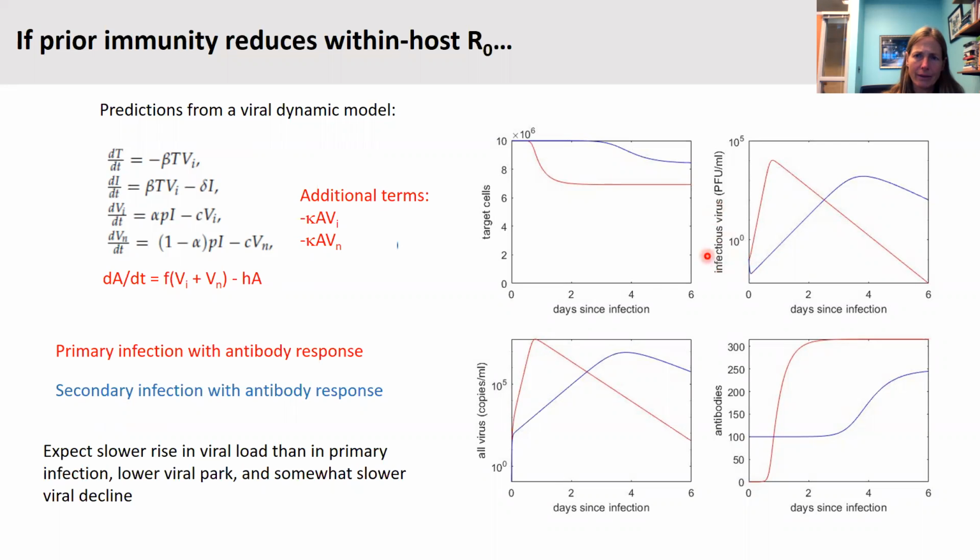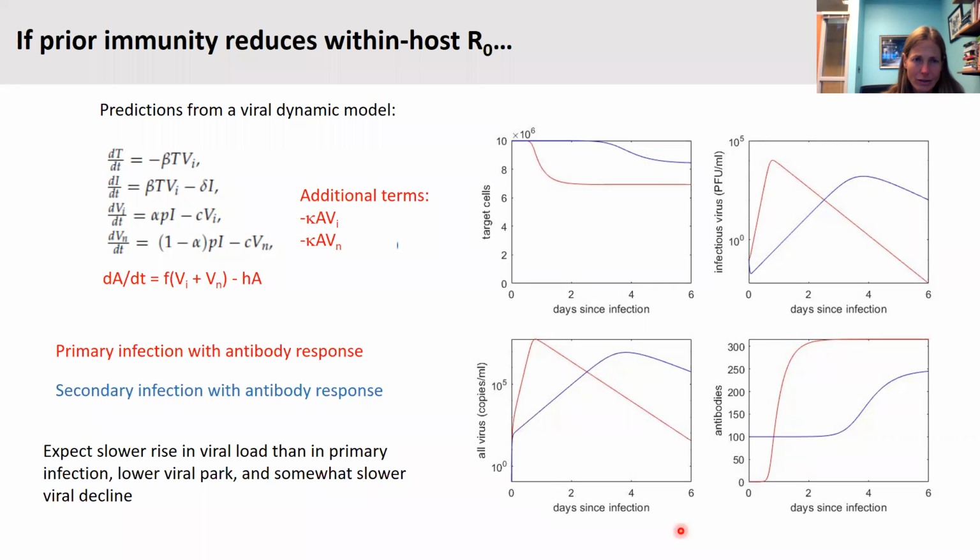expect, we can see it here with infectious virus and all virus, a slower rise in viral load, right, because there's a lower R naught. So a slower rise in viral load than in primary infection. We also expect a lower viral peak, right, that you can see here and here in comparison to this red one. And then we also expect a little bit of slower viral decline, right?